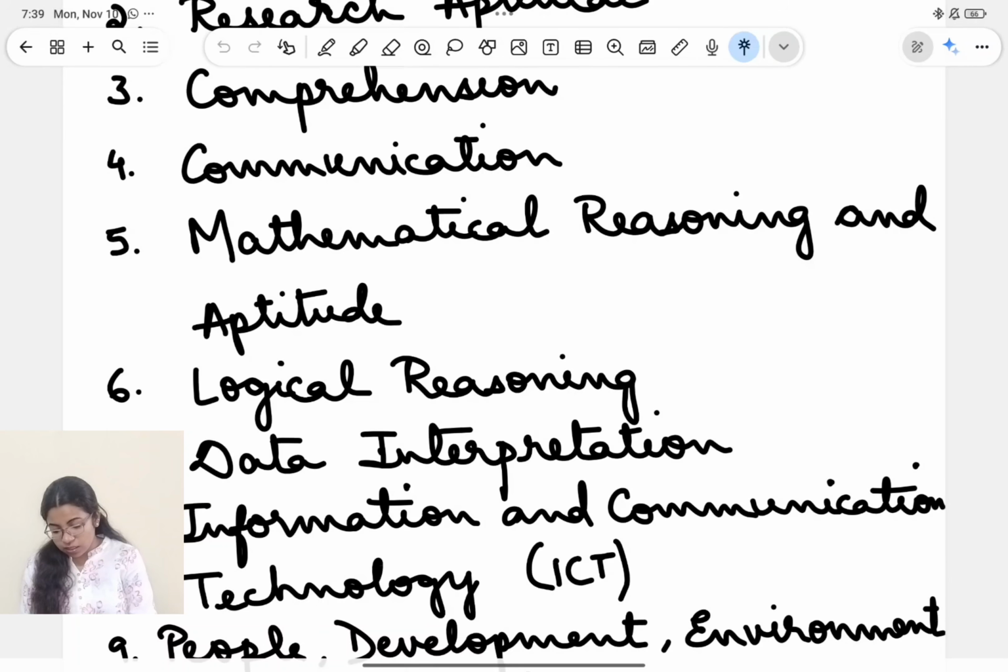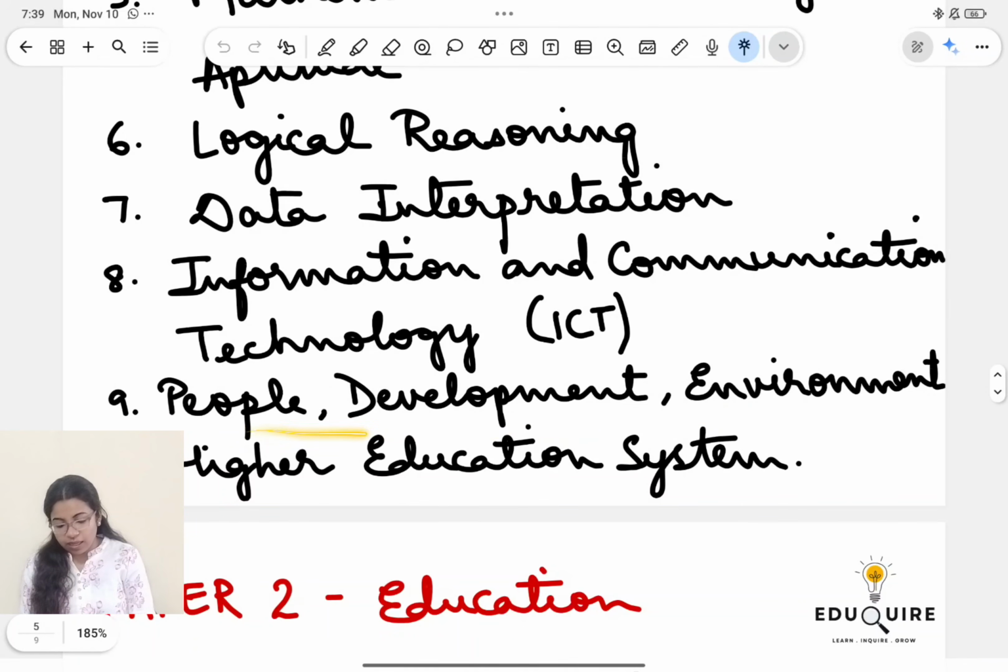The next unit is People, Development and Environment. In this unit, you'll be asked about the different environmental issues, how to build sustainability, pollution, and what are the different human development indices. The last unit in paper 1 is Higher Education System. Here you will be asked about the structure of higher education in India, what are the policies, what is governance, and value education. Now, all these 10 units are part of your paper 1.